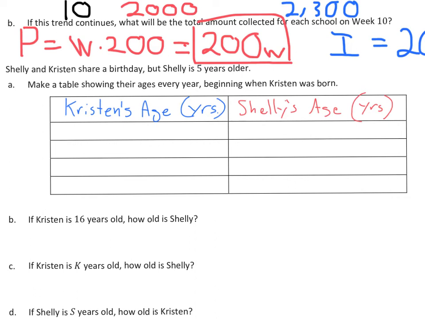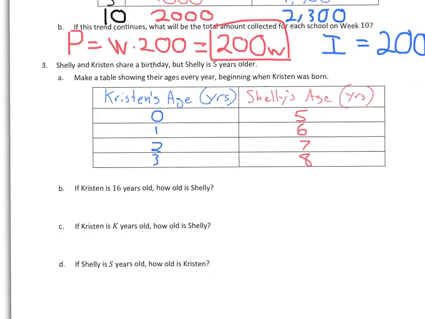So, back to what it says. Shelley and Kristen share a birthday, but Shelley is 5 years older. So let's just say we're going to start with when Kristen was born. So she's born, she is 0 years old, right? You're born at 0 years old, not 1. So 0, 1, 2, 3. Shelley's age is going to be this plus 5. So 0 plus 5 is 5. 1 plus 5 is 6, 7, 8. Okay? So if Kristen is 16 years old, how old is Shelley?